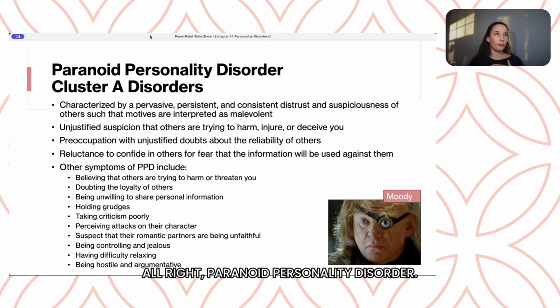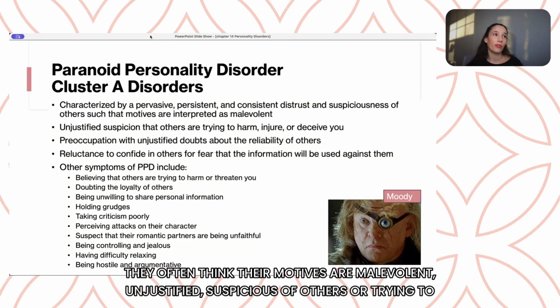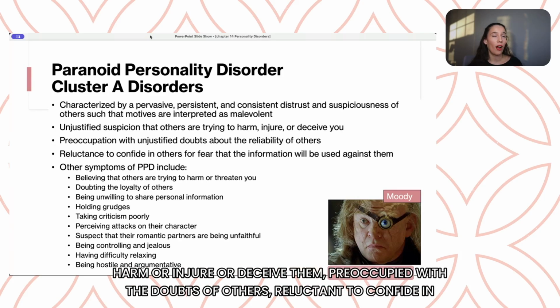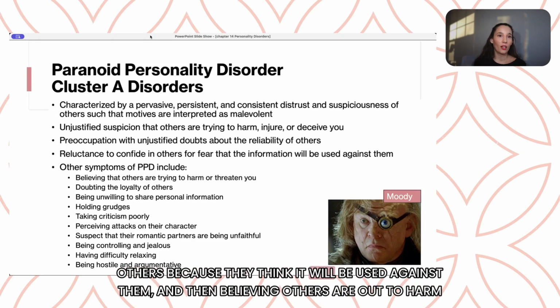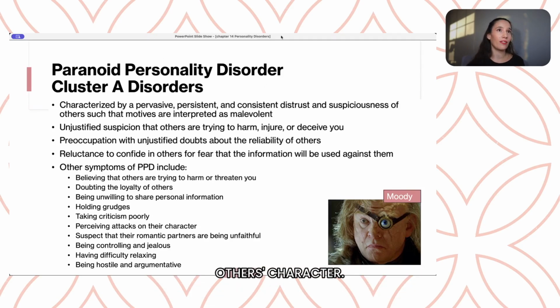All right, so paranoid personality disorder. So pervasive, persistent, consistent distrust and suspicion of others. They often think their motives are malevolent, unjustified, suspicious of others or trying to harm or injure or deceive them, preoccupied with the doubts of others, reluctant to confide in others because they think it will be used against them, and then believing others are out to harm them, doubting the loyalty of others, holding grudges, taking criticism poorly, perceiving others' character. We get the gist.